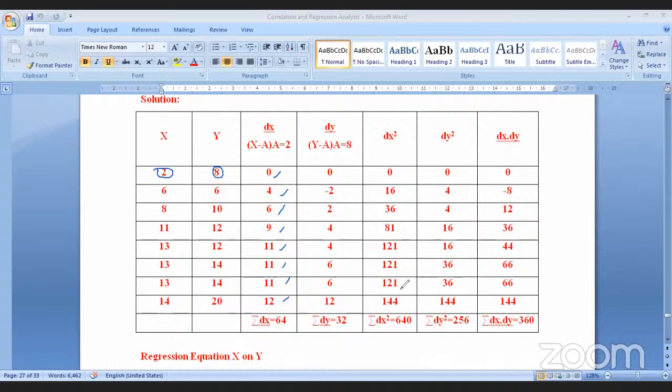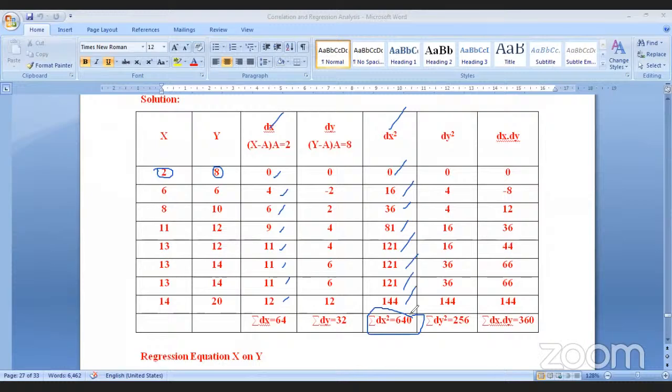Okay, dx square. See this place and this place. Dx is 0, square 0. 4 square, 16. 6 square, 36. 9 square, 81. 11 square, 121. 11 square, 121. 11 square, 121. 12 square, 144. So sigma dx square is equal to 640.